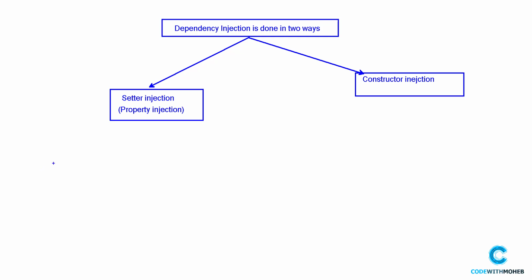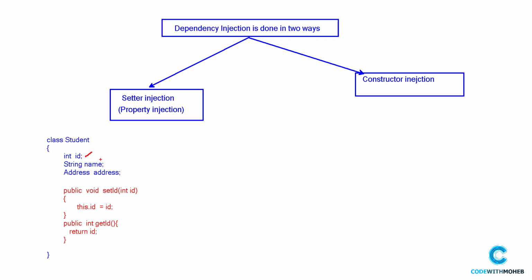For example, you have a class; I'll go with the previous example, the Student class. In the Student class, you can see that we have the ID, string name, and address. So for this ID, we have one setter method.